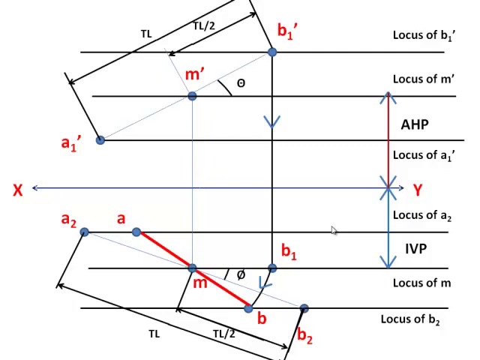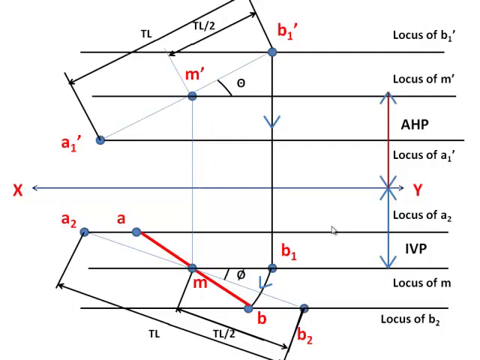Simple logic, man. Listen here. From B, you draw a straight line up to B1 dash. You will get B dash. That is one point. How to get A dash? From A, draw a straight line up to locus of A1 dash. That is your A dash.